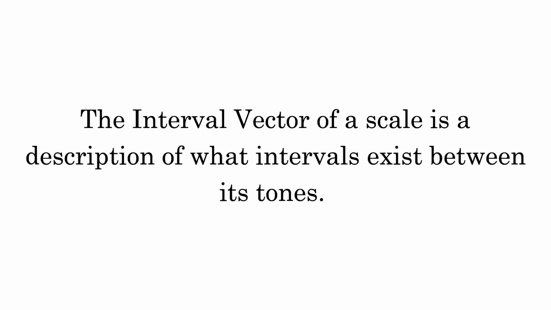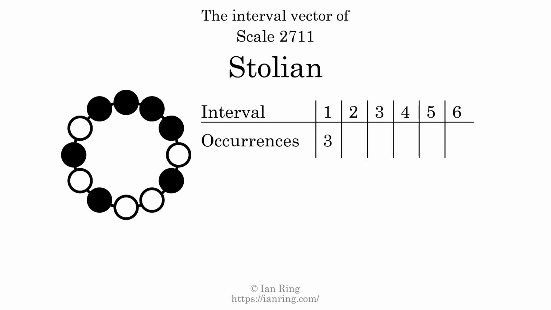The interval vector of a scale is a description of what intervals exist between its tones. There are 3 intervals with a size of 1 semitone. They are here, here, and here. There are 5 intervals with a size of 2 semitones. They are here, here, here, here, and here.